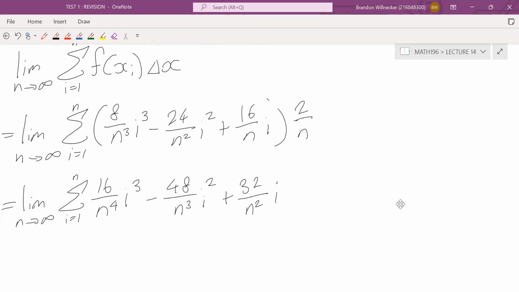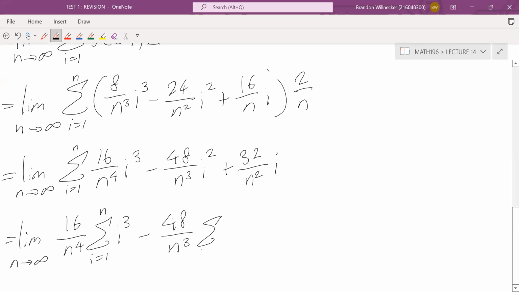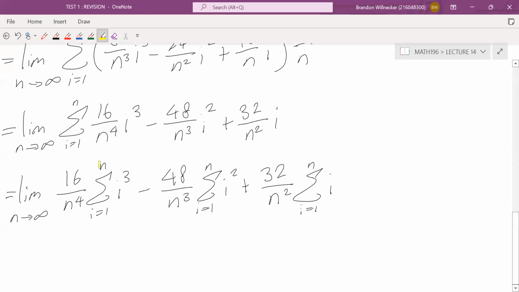Okay, so that's just multiplying our delta x inside. Now we can separate our sums out. So this is going to be the limit as n goes to infinity, 16 over n to the 4, and then we have the sum of r cubed, minus 48 over n cubed, and then we have the sum of r squared, and lastly 38 over n squared, and then we have the sum of r. Okay, so we've got this sum here, this sum, and this sum.